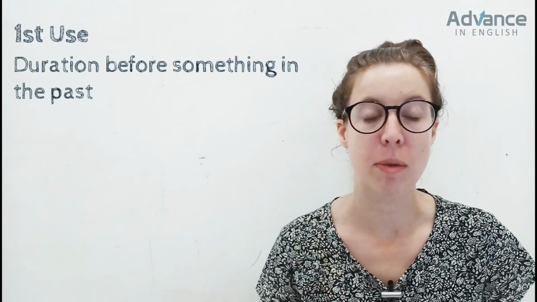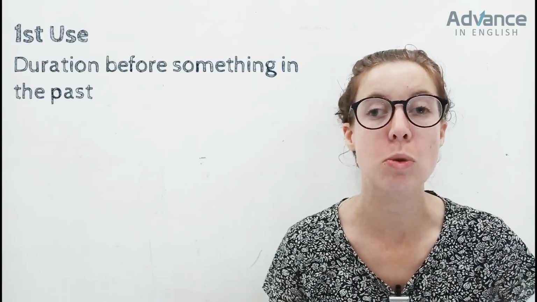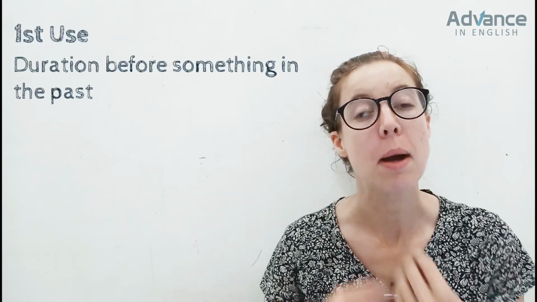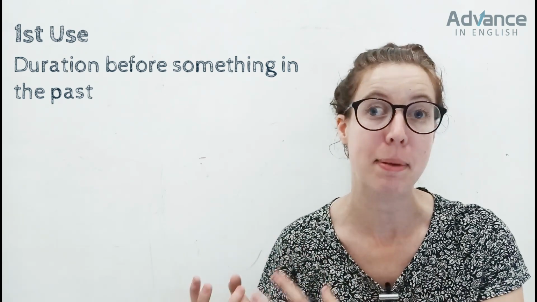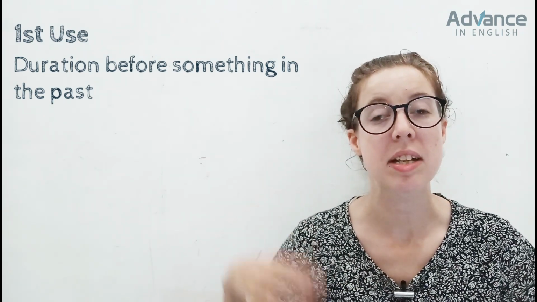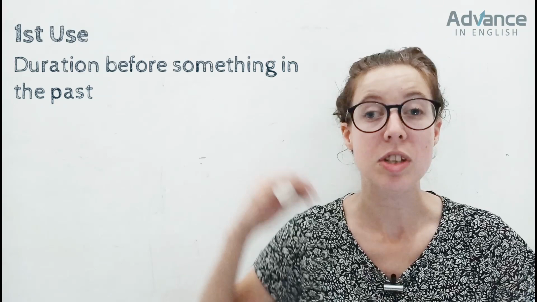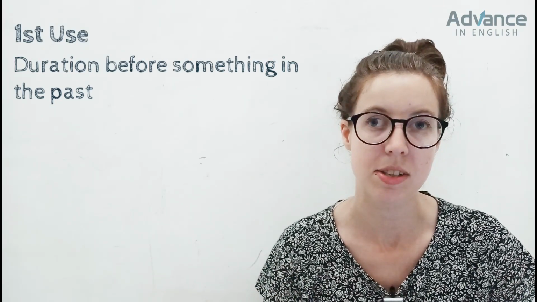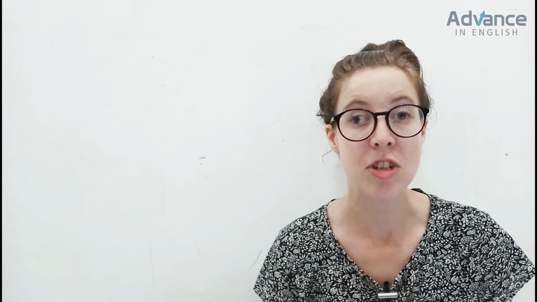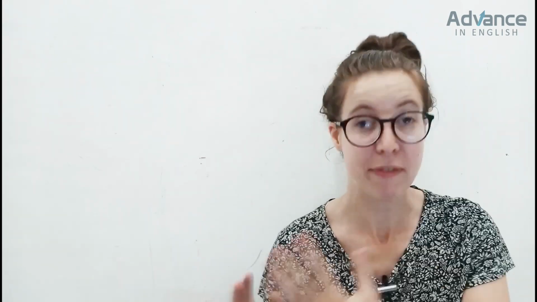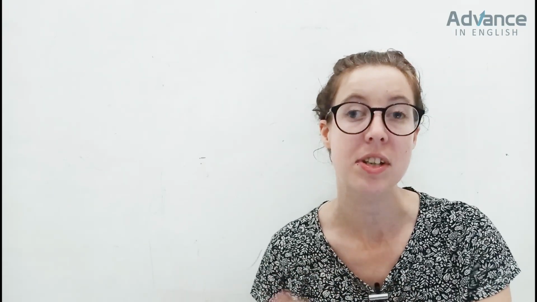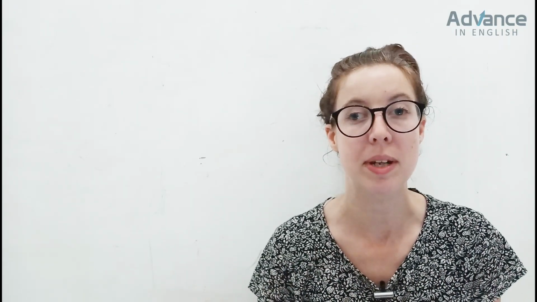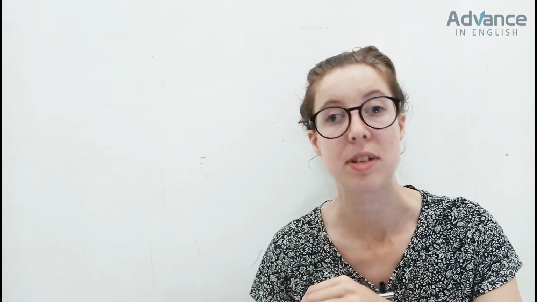The first use of the past perfect continuous is to talk about the duration of something before another point in the past. It shows that something started in the past and continued up until another point that was also in the past. It's quite similar to the present perfect continuous. However, this duration stops before now. It stops in the past, whereas the present perfect continuous continues up until now.